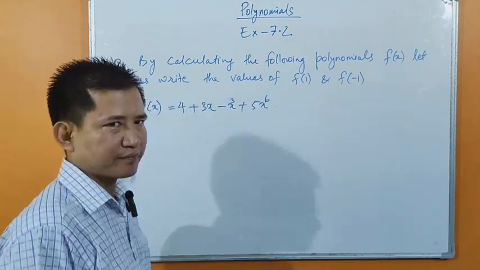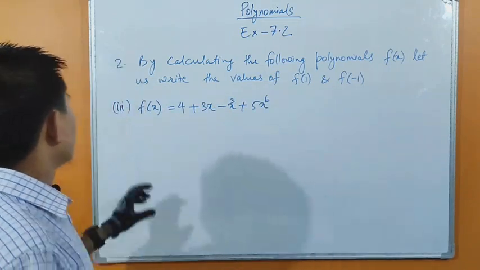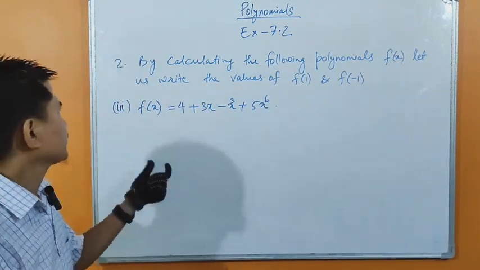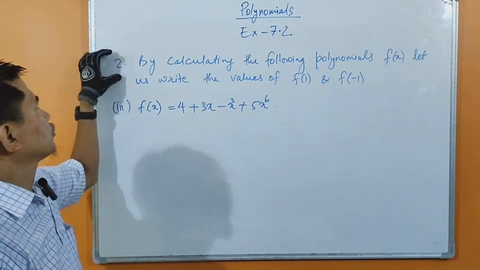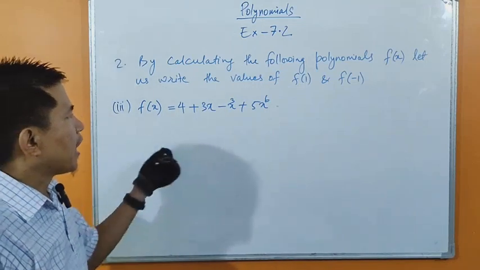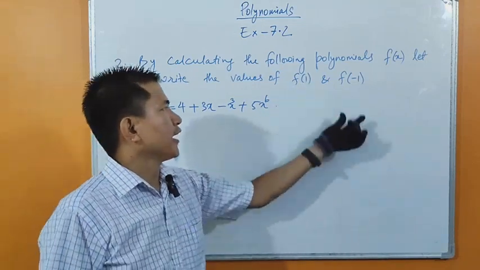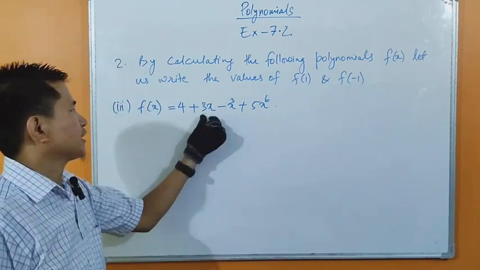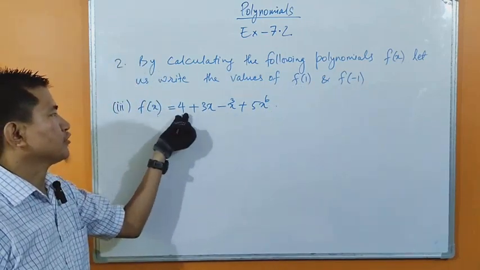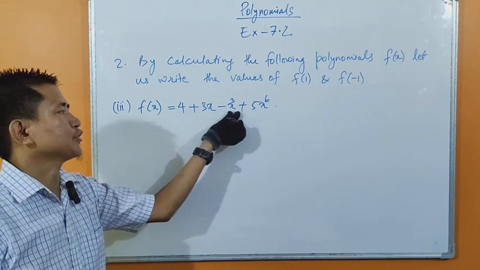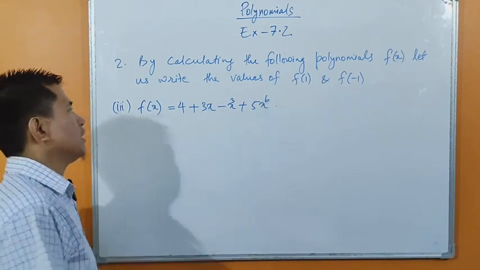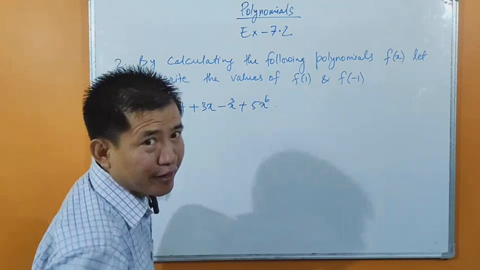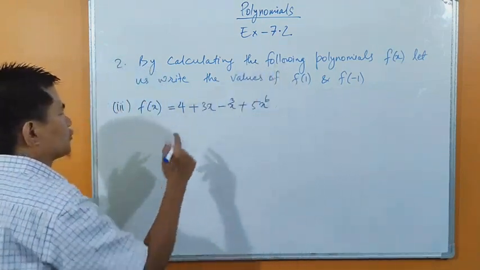Okay, students. Now we will move on to the next question, that is sub number 3 of question number 2. We are asked to find the value of f1 and f minus 1 from this expression f(x), okay? f(x) equals 4 plus 3x minus x cubed plus 5x to the power 6.